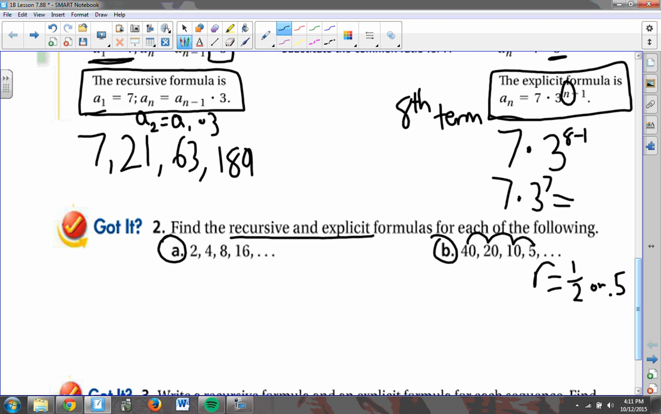Okay? So write a recursive and explicit formula for each one of these two sequences, and then come back and we will look at one more example of how we can use these formulas. So pause the video, take a look at A and B, then come back and we will look at some more examples.